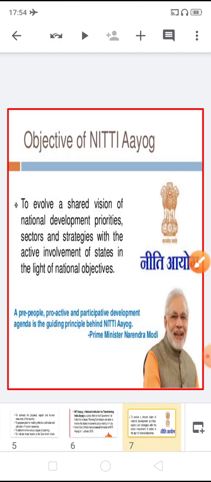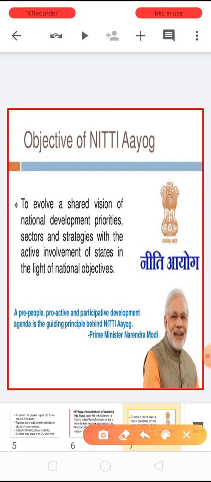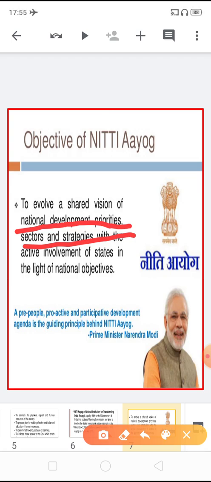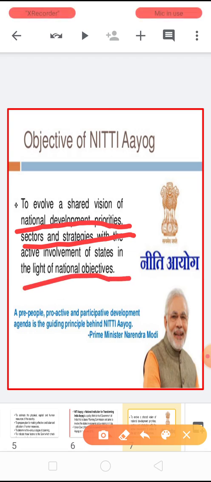What is basically the objective of the Niti Aayog? Children, the main objective of Niti Aayog is to evolve a shared vision of national development priorities, sectors and strategies with the active involvement of states in the light of national objectives. The objective is to involve each and every state, and all the states as well as the central government and the union territories work together for the betterment of the country. So that is why it is considered the national objective of a country.